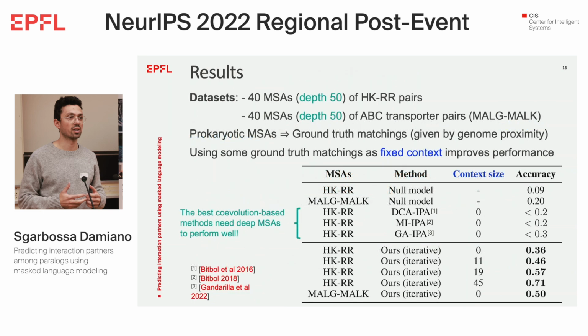So in conclusion, we tested our methods with some data sets for which we have the ground truth. We saw that in the regime of shallow MSAs, which means not many sequences, we're able to consistently outperform the coevolution-based state-of-the-art methods. And we also observed that adding some fixed context, which means sequences for which we have the ground truth, improves monotonically the performance of our method.